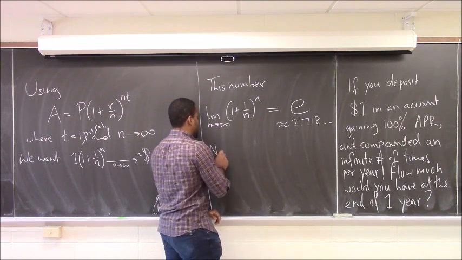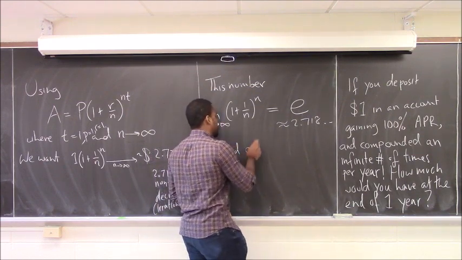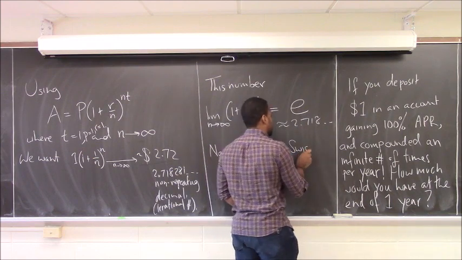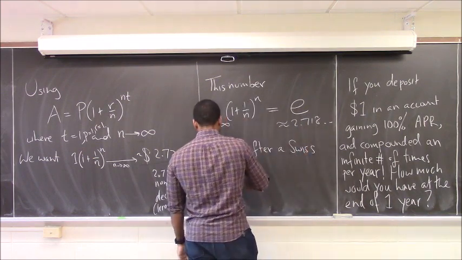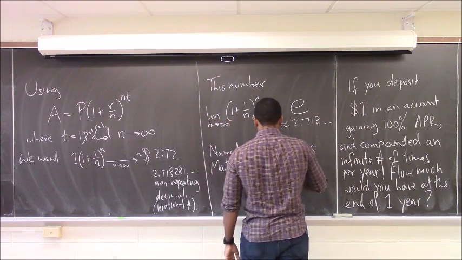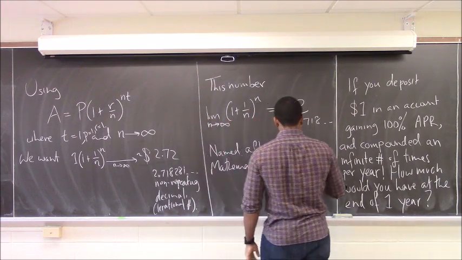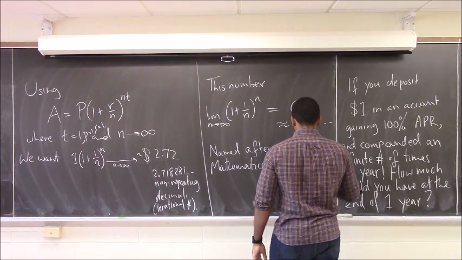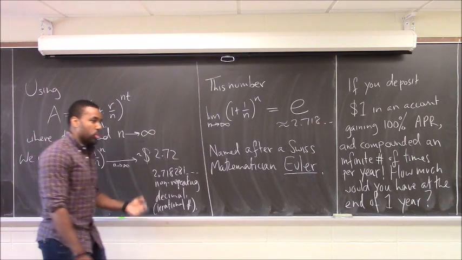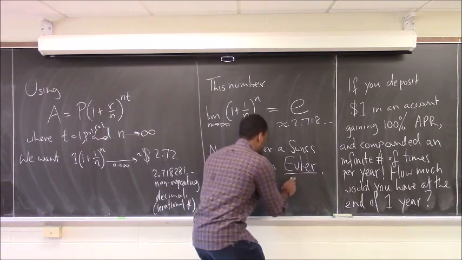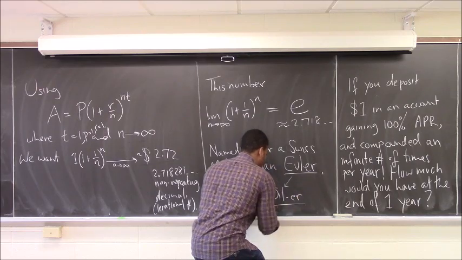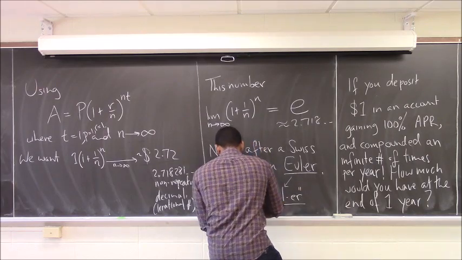It's named after a mathematician. He's Swiss. Anyone knows his name? Is it Euler? Euler. That's correct. A lot of people pronounce it "Yoo-ler." It's not "Yoo-ler," it's pronounced "Oil-er." That's how it's pronounced.